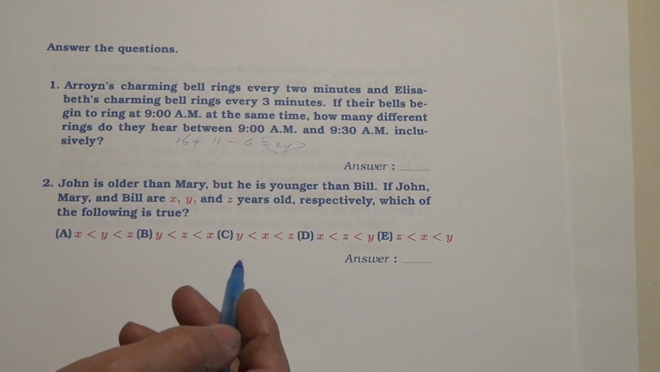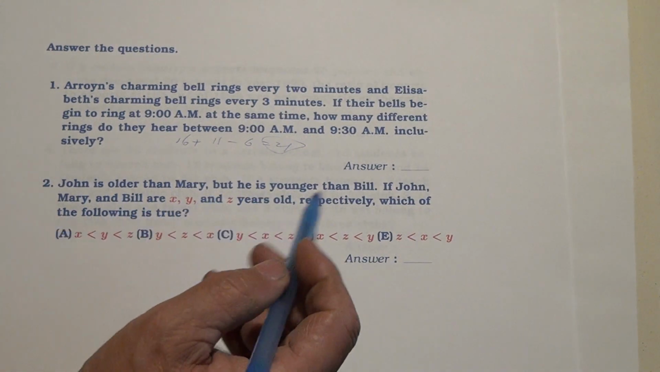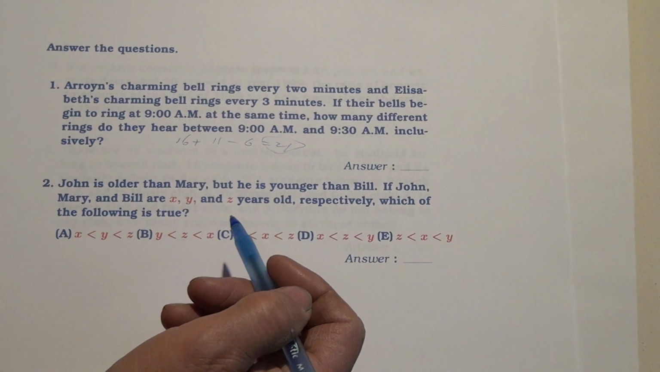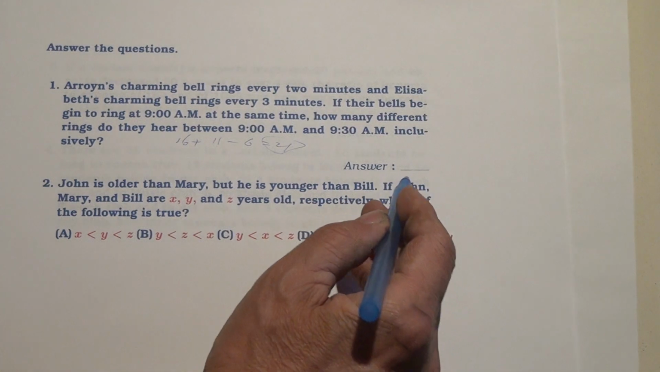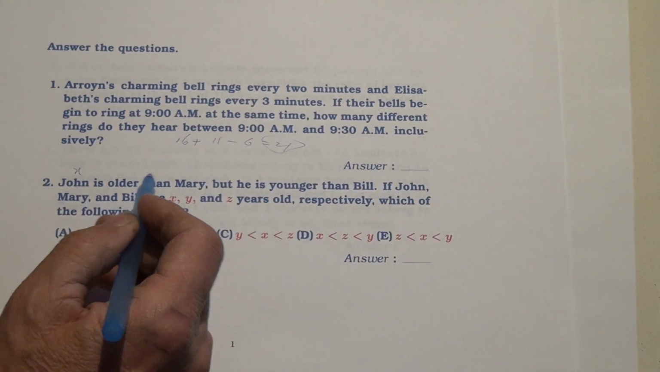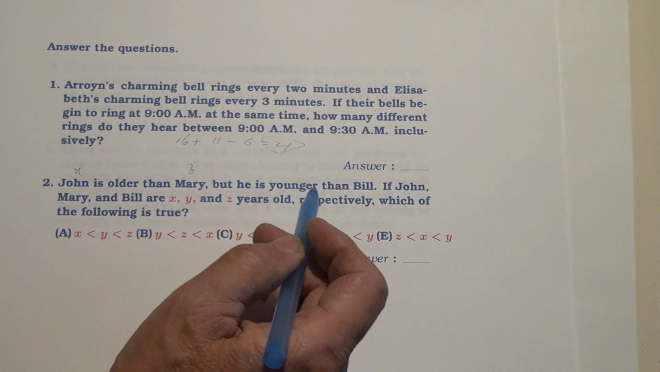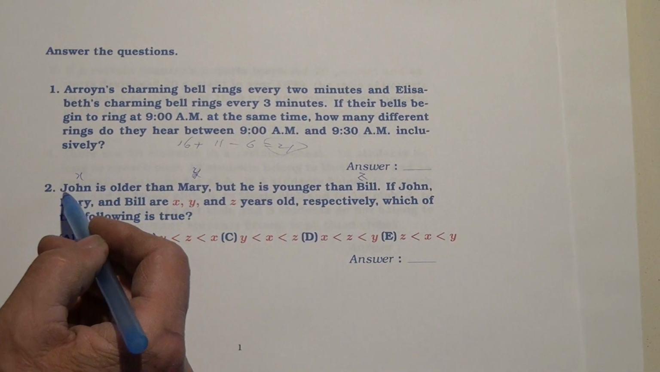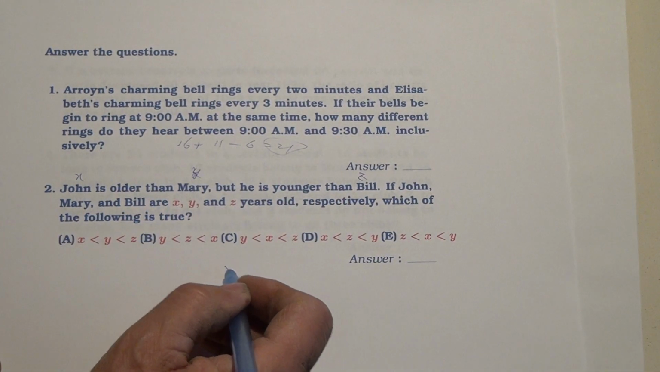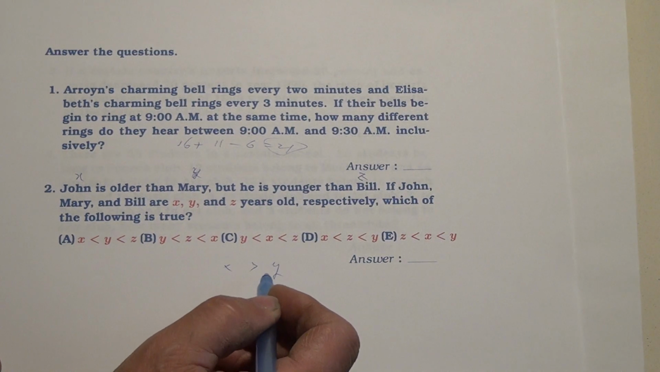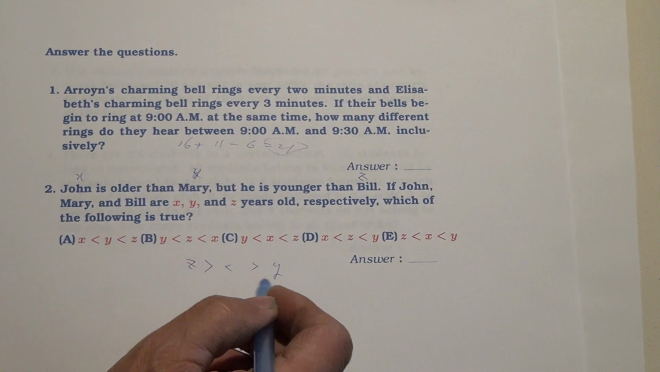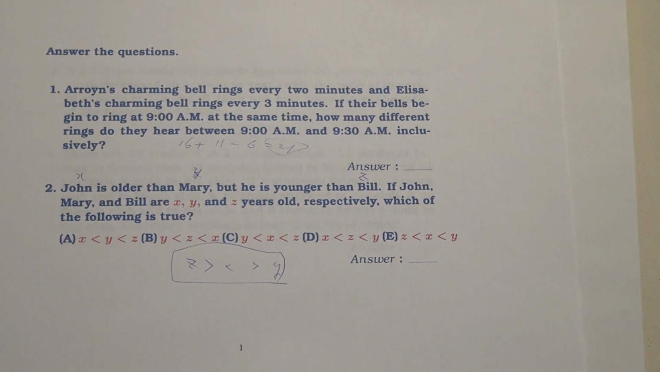Now number 2. Okay, they give you letters instead of John and Bill. Why? To steal your time. Okay, John is X and Mary is Y and Bill is Z. Okay, now John is older than Mary, so X is older than Y, but younger than Bill. That's it. You just find which one. Okay? Very simple.